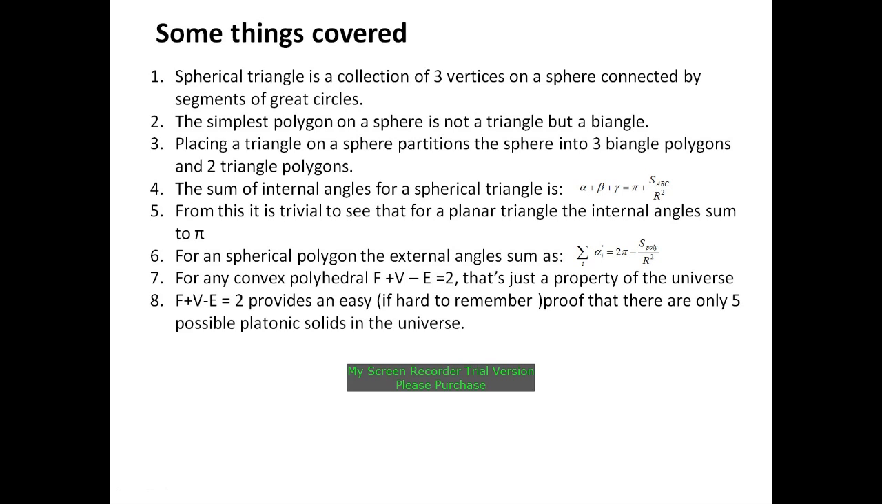The sum of the internal angles for a spherical triangle is alpha plus beta plus gamma equals pi plus the area of the triangle divided by r squared. From this it is trivial to see that for a planar triangle the internal angles sum to pi, because if it's planar then the radius is effectively infinity, so the area doesn't matter.